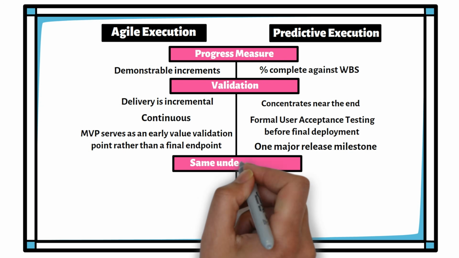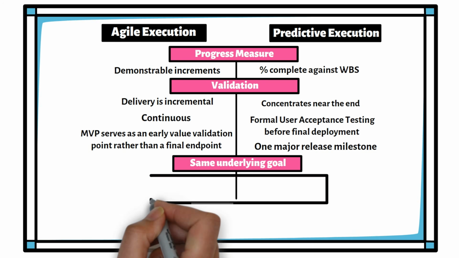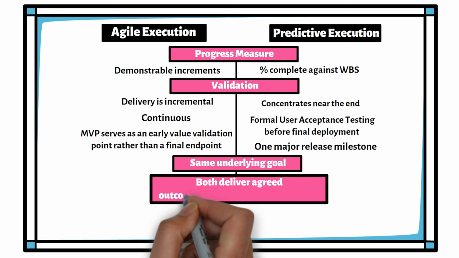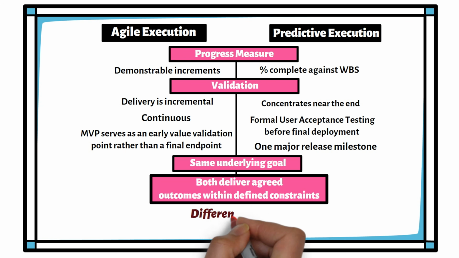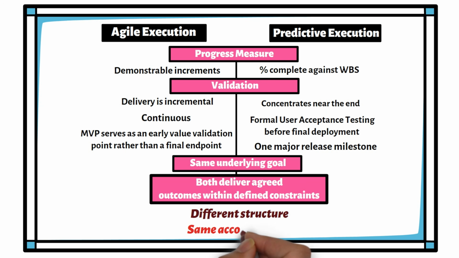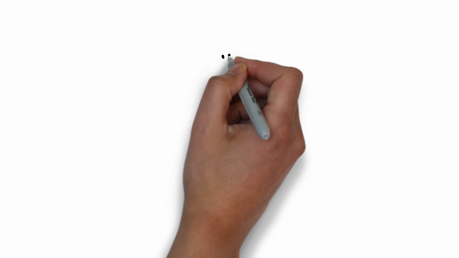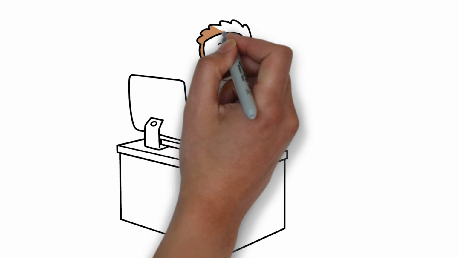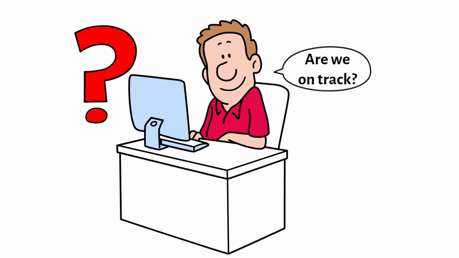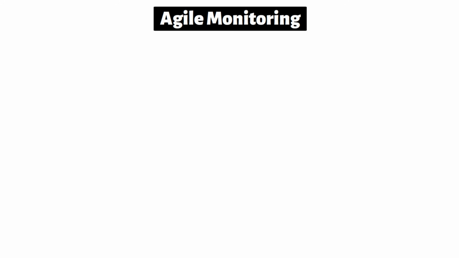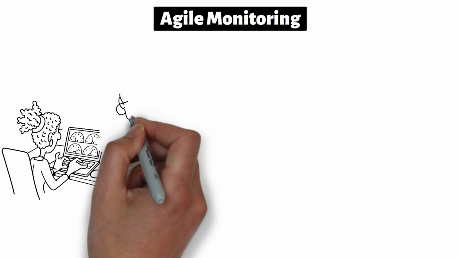Yet both approaches share the same underlying goal. Both seek to deliver agreed outcomes within defined constraints. The structure differs. The accountability does not. As execution progresses, every initiative must answer an essential question. Are we on track? In Agile, monitoring and control are built into the cadence of delivery.